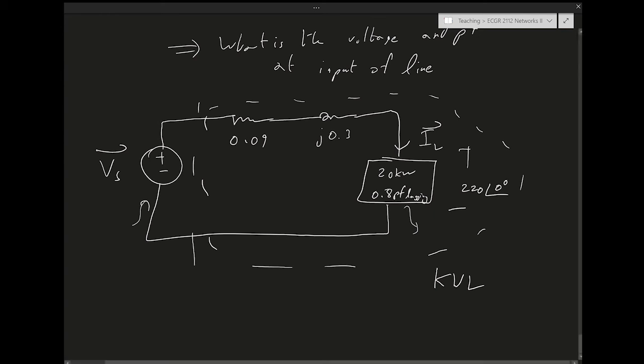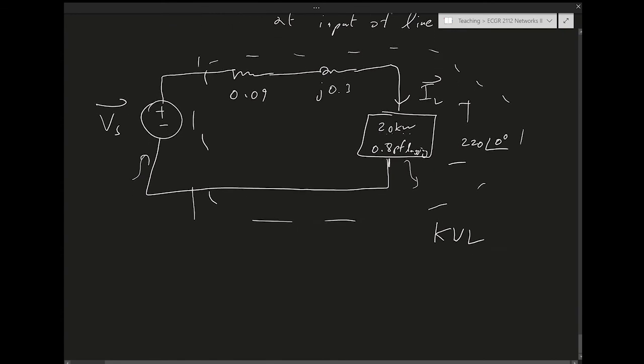So we know the real power and we know the power factor. What is the apparent power? Apparent power is the magnitude of the complex power at the load, right? That's what the apparent power is. But we already know what the apparent power is.